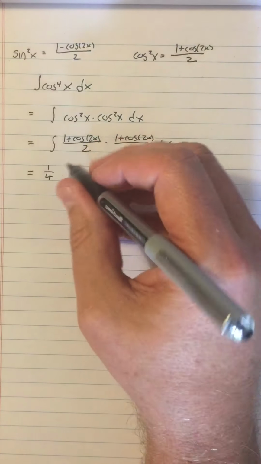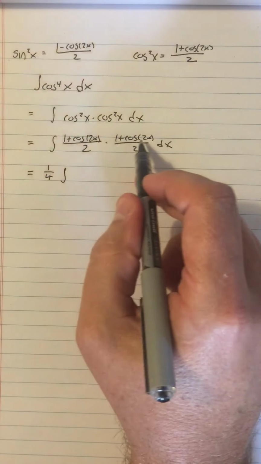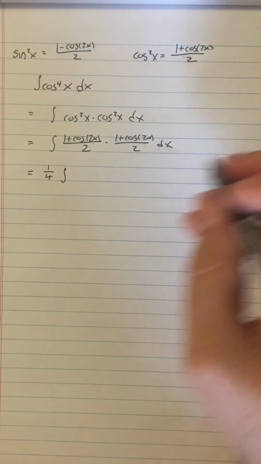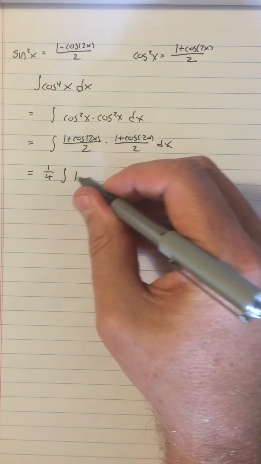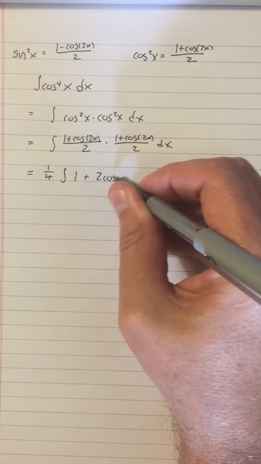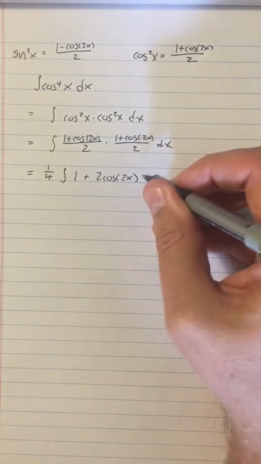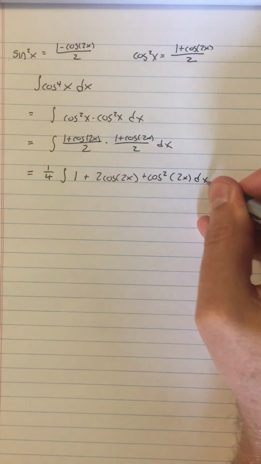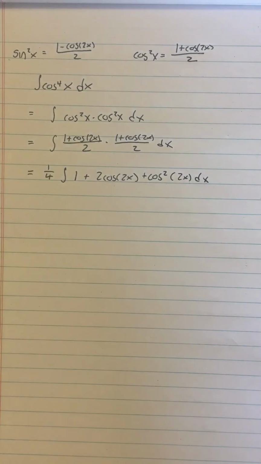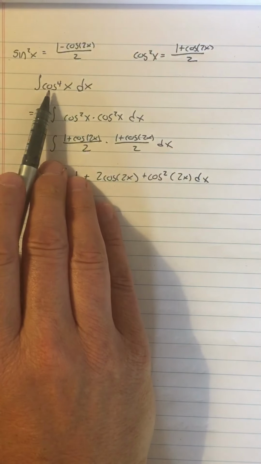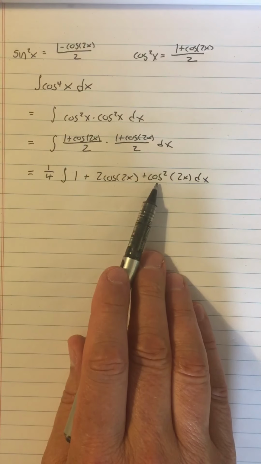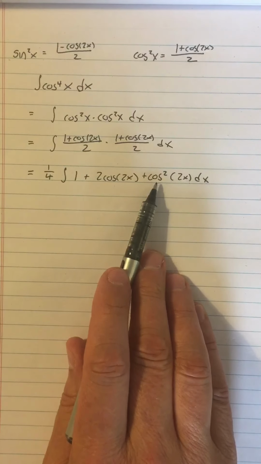And then inside the integral, I have to FOIL this top. So it's going to be 1 plus cosine 2x times 1 plus cosine 2x. What that gives me is 1 plus 2 cosine of 2x plus cosine squared of 2x dx. This whole process is a good example of a mathematical process called reduction of order. I started with cosine fourth, which I don't know how to do, and I reduced that down to a problem that has cosine squared, and cosine squared I can use this for.